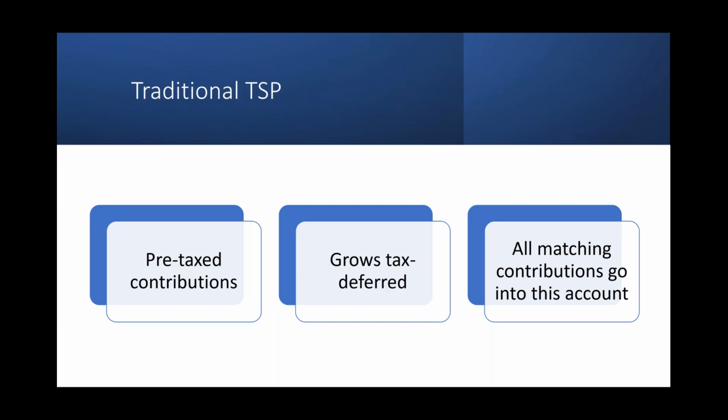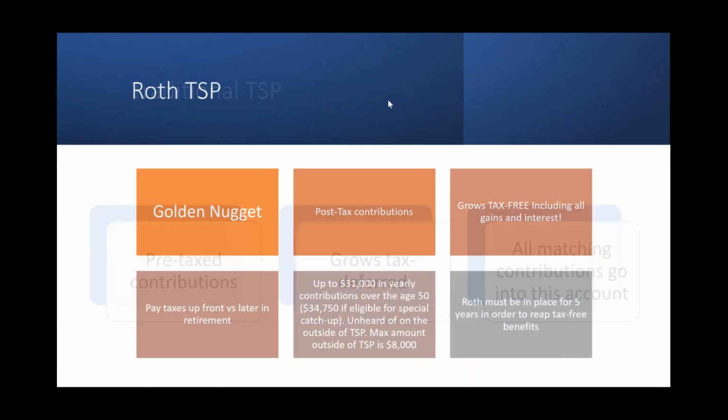You've got to think about that for a second, because again, every single penny that you take out of this traditional TSP is taxed at ordinary income tax. So whatever tax bracket you fall in on the federal side. Also, if you live in a state where you have state taxes, that will also be coming out of here as well. And remember, all matching contributions are going to go into this account.